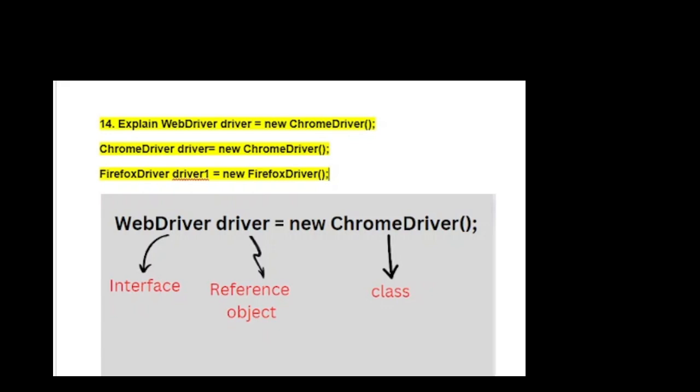Instead, we can create a reference variable of the WebDriver interface and assign it a browser, like what we have written initially: WebDriver driver equals new ChromeDriver. Now you can write a script for any browser and simply change the definition statement to WebDriver driver equals new FirefoxDriver. So here you only have to change this part. That is why we write like this.